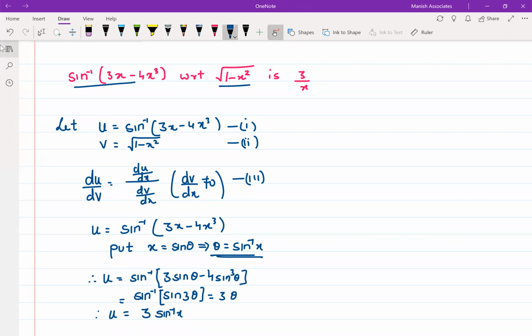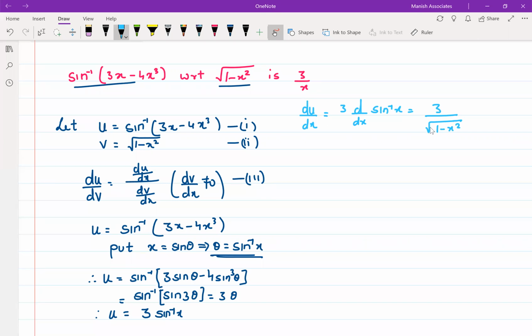I can comfortably now find du by dx. So du by dx will be equal to 3 times d by dx of sine inverse of x. Now derivative of sine inverse of x is 1 upon root of 1 minus x squared. So I have the value now. The value of du by dx is 3 upon root of 1 minus x squared.